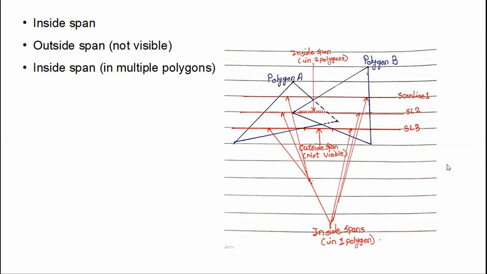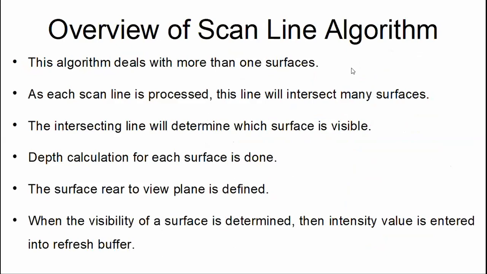That's why we have seen it. Now, next. Before going to the actual algorithm, we will just overview what this algorithm does. This algorithm deals with more than one surface. If there are overlapping polygons, we can detect the hidden surfaces with the help of this scanline algorithm.